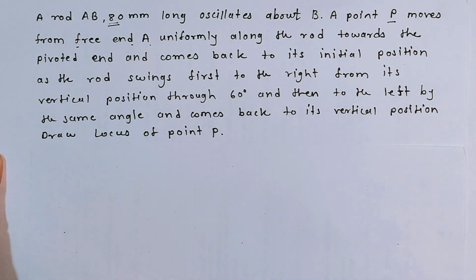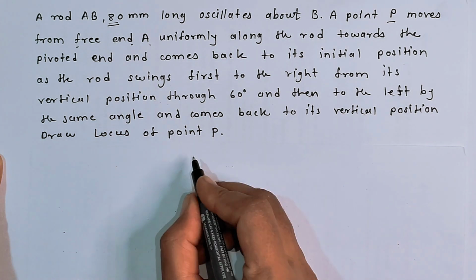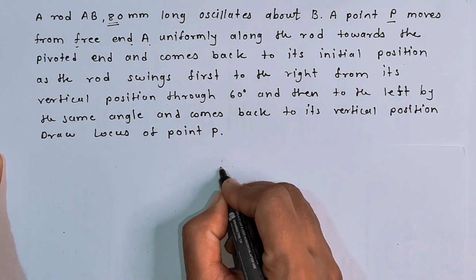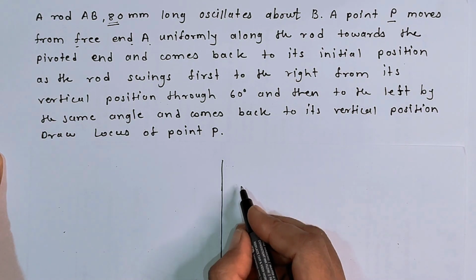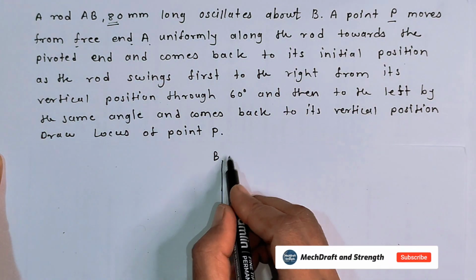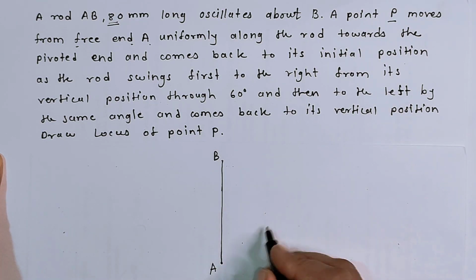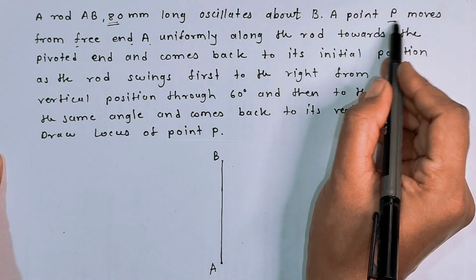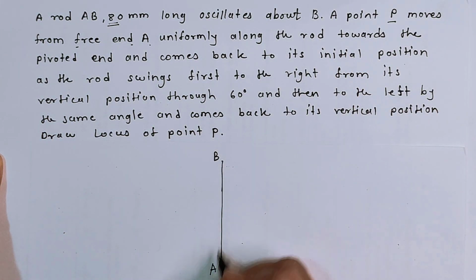The question may be asked in the exam like this. In the question, rod AB is given. This is rod AB. It is 80 mm long and oscillates about B. Oscillate about B means B is a fixed point and A is moving. And there is one point P on the rod. So here is the point P on the rod.